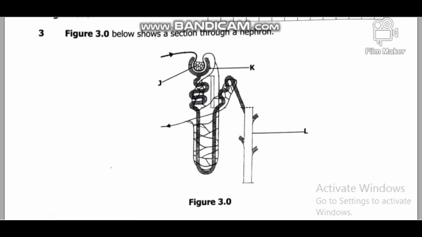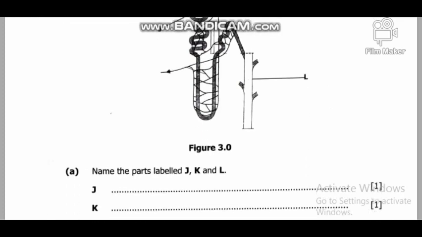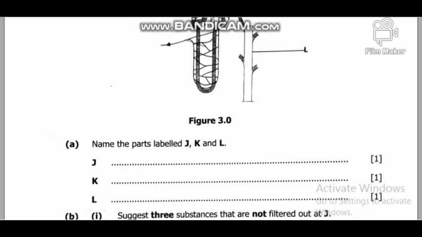So let's go to our first question. Name the parts labeled J, K, and L. Like I've said, J is a glomerulus, while K is a Bowman's capsule. Then L we have a collecting duct. So those are our answers in this case, and we just need to indicate them.